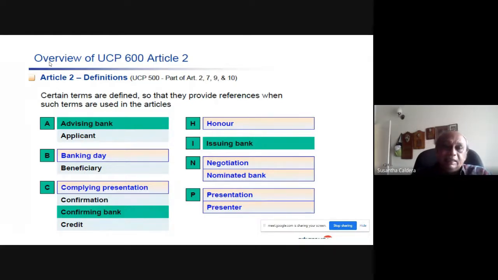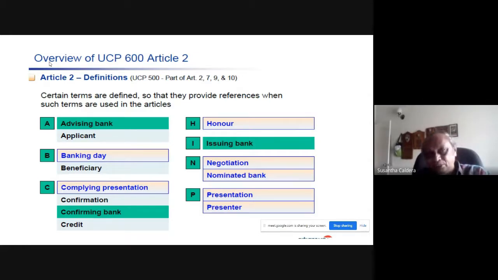Then advising bank, applicant. Under A, advising bank, applicant. B, banking day, beneficiary. You won't miss anything. Under C, we are talking about compliant presentation, confirmation, confirming bank, credit.